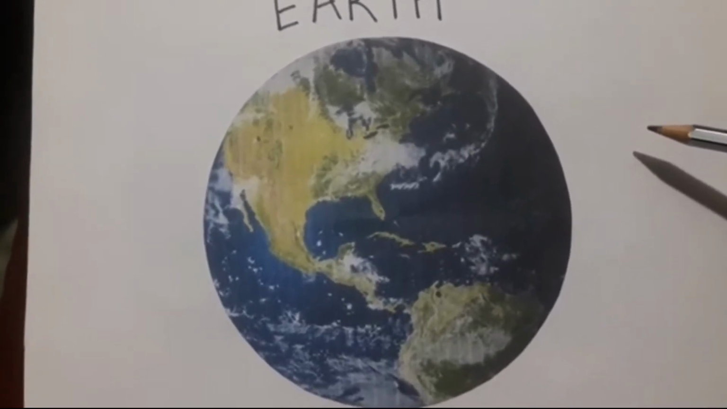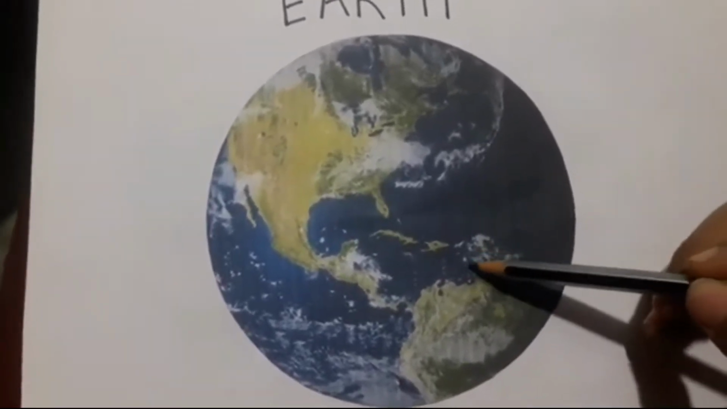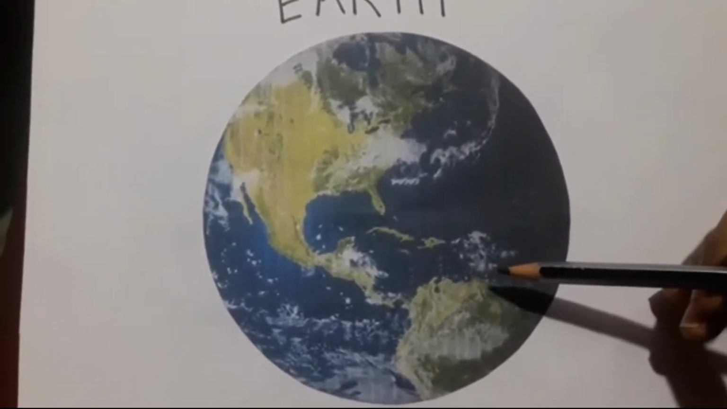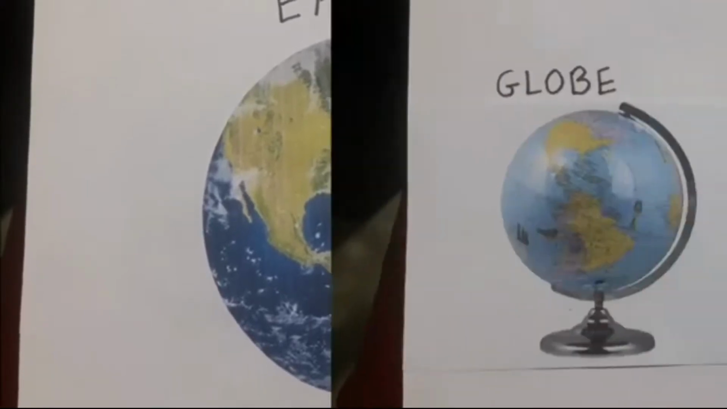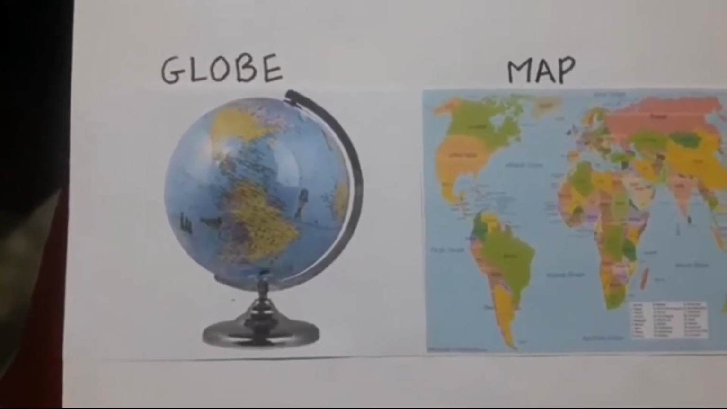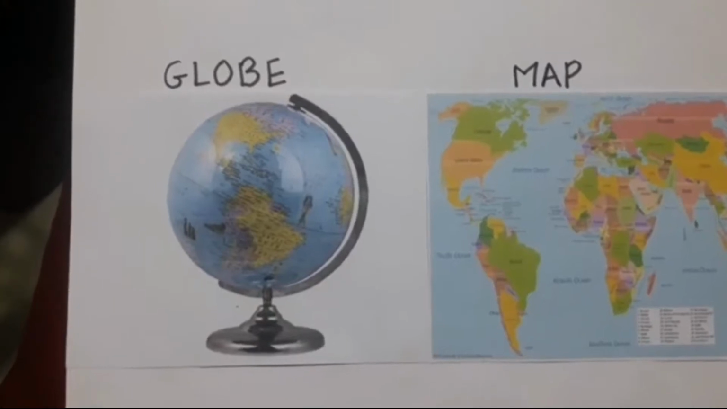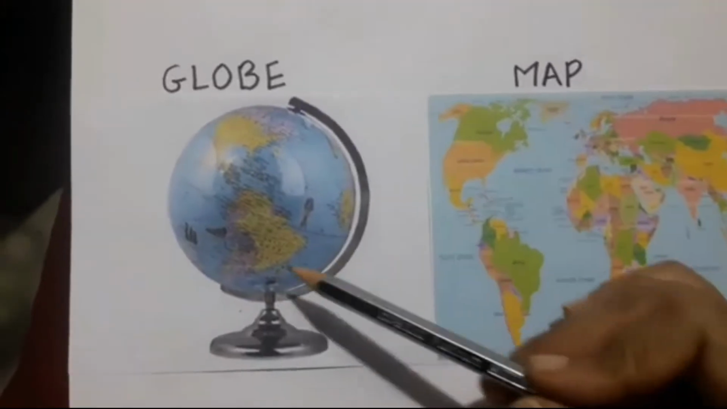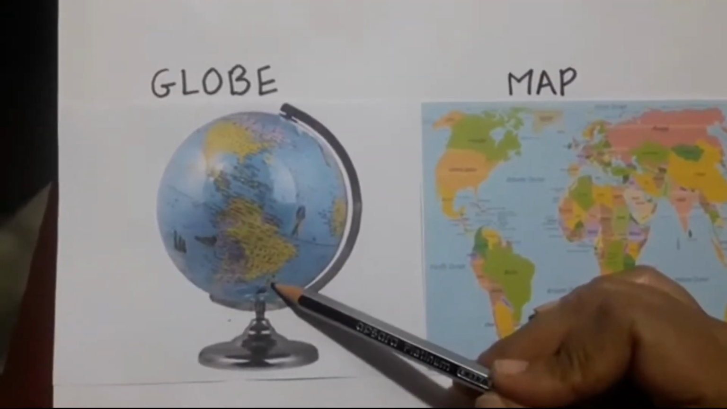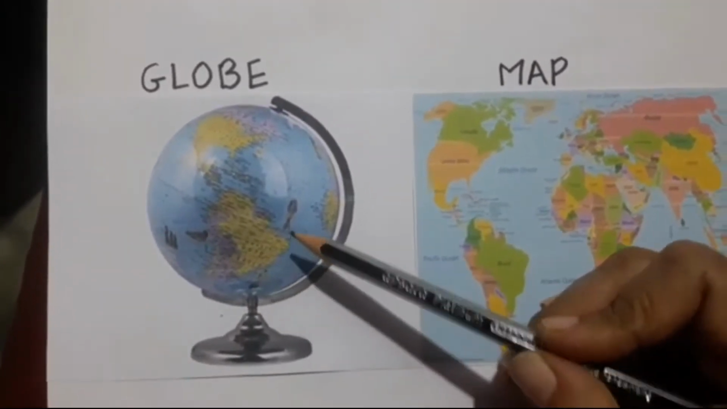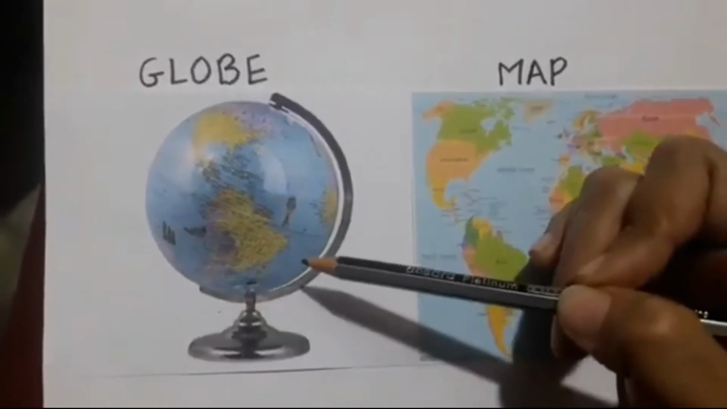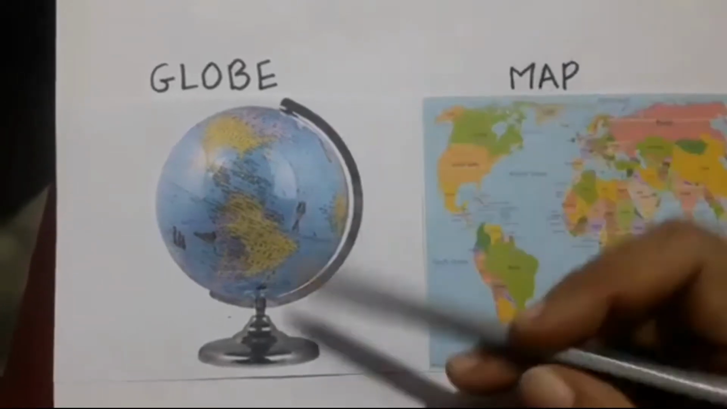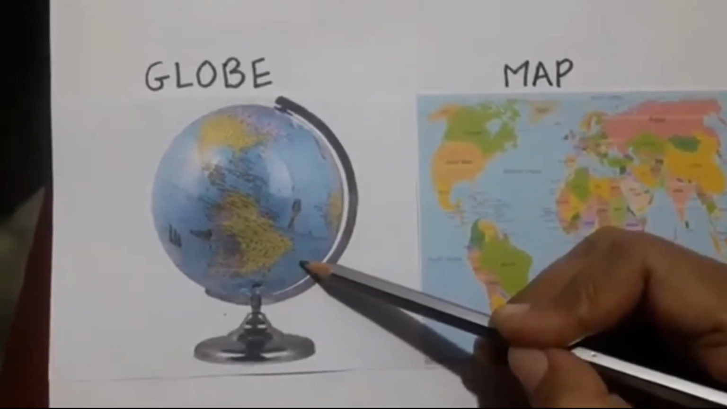However, had there not been a small model of this huge planet, it would be impossible for us to understand. Two important tools used to study the Earth are globes and maps. Now, a globe is a small model of the Earth which shows us its different features on a smaller scale. This picture shows you what the Earth looks like.